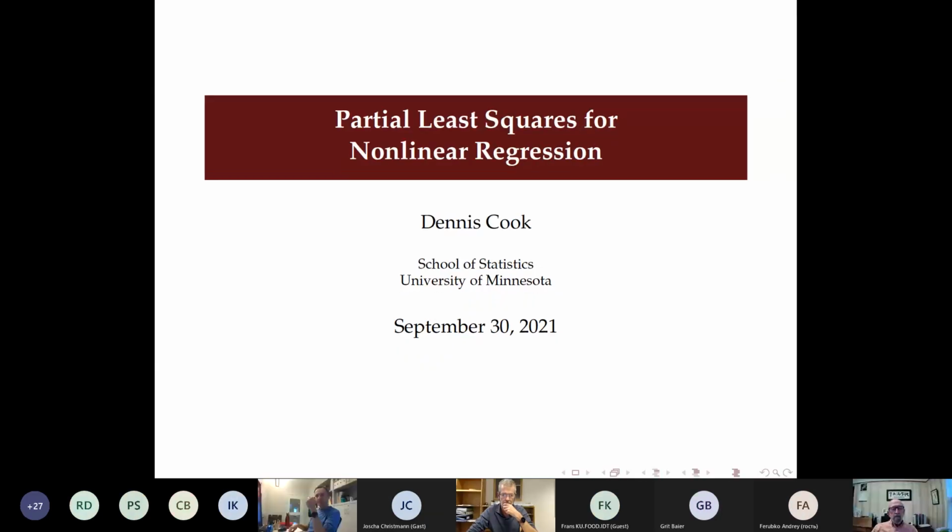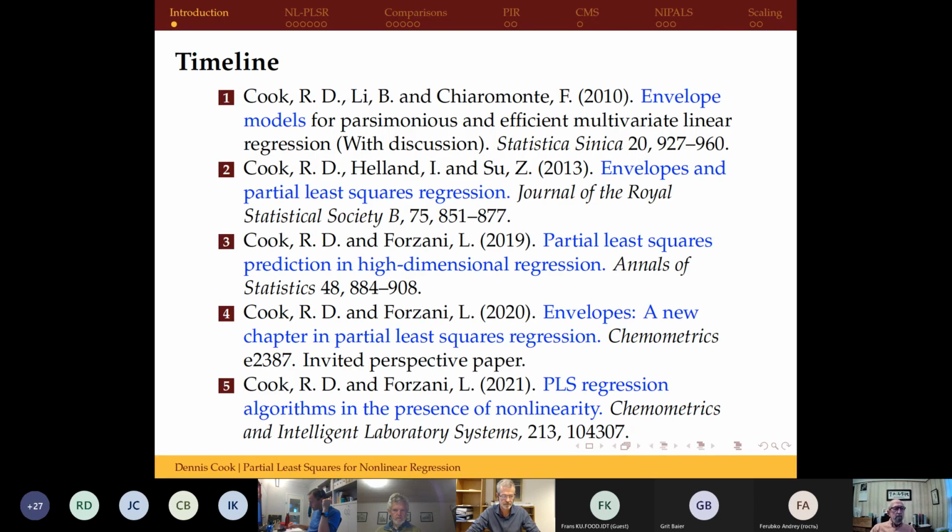This is, as Rasmus said, envelopes. Before I get into the details of what I want to talk about today, I think it might be useful to spend a little time going over the timeline of the thought processes that led to this particular point. So that's what I'm going to do first, and I'm going to do that by going through a number of papers, just very, very briefly.